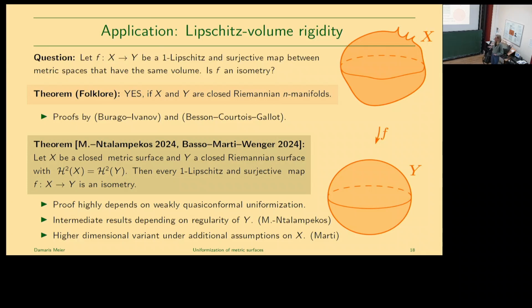There is also Dunni Mati, who's also here. I mean, he's not here now, but he's around. He proved the higher dimensional variant, with some additional assumptions on X. So in case you're interested in these sorts of questions, you should talk to him. Yes, also again by using the theory of metric currents.